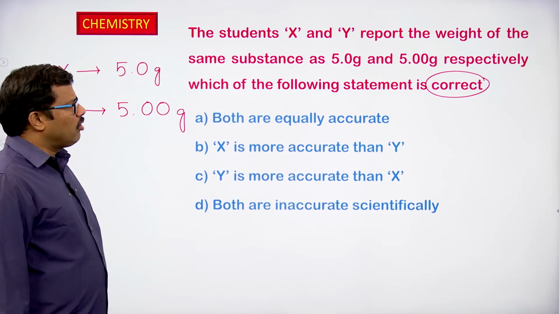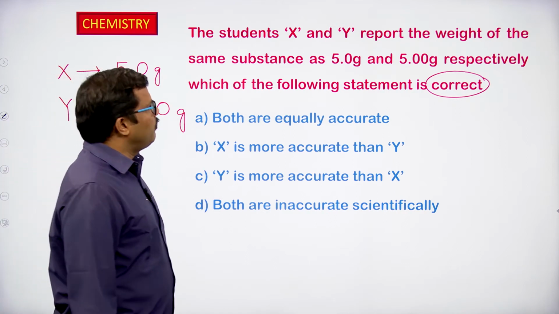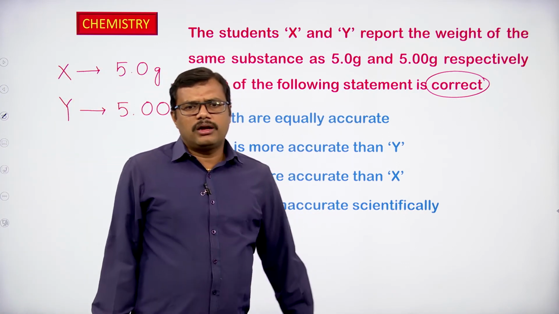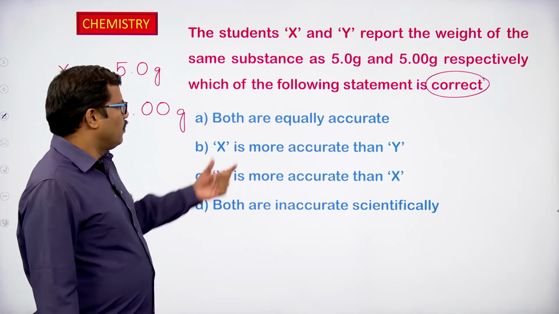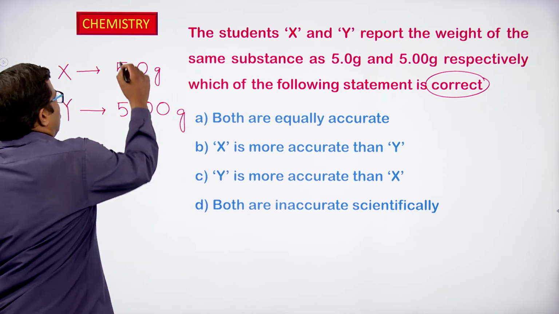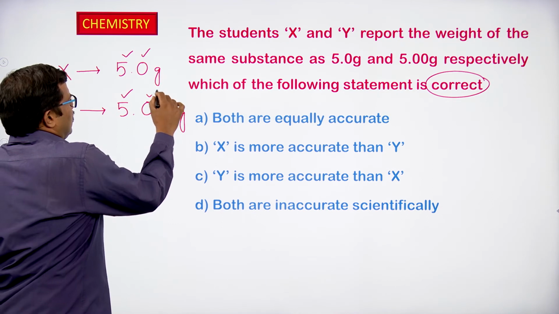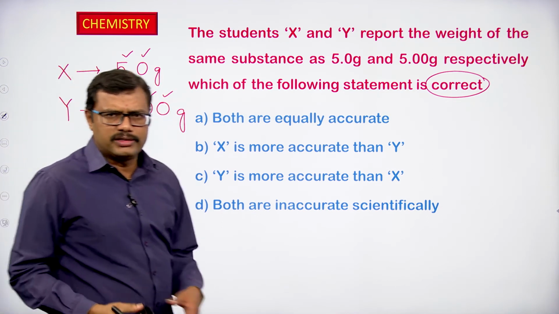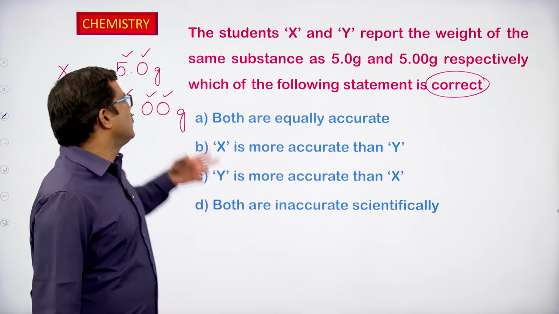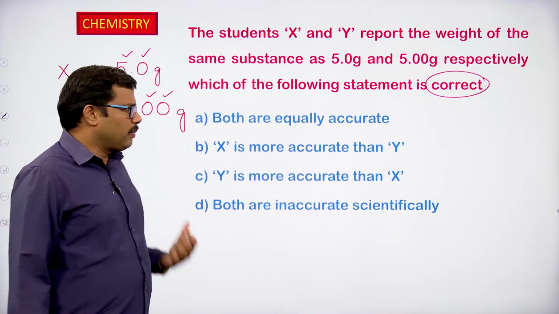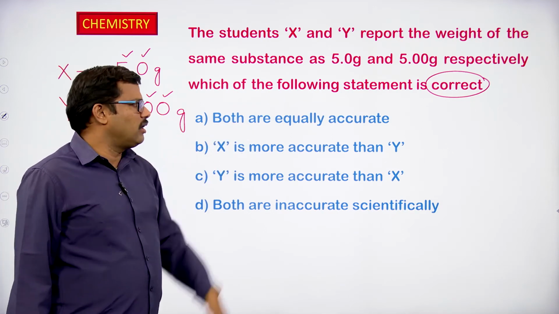Both are equally accurate. No, we cannot say that, because the true value has not been given in this case. Of course, we can compare one with another. Okay. Both are not accurate because here X has given the value up to only 2 significant figures, but Y has given the value up to 3 significant figures. So, the error will be more in the case of X compared with Y. So, Y is more accurate compared with X. So, we can say that both are not equally accurate.